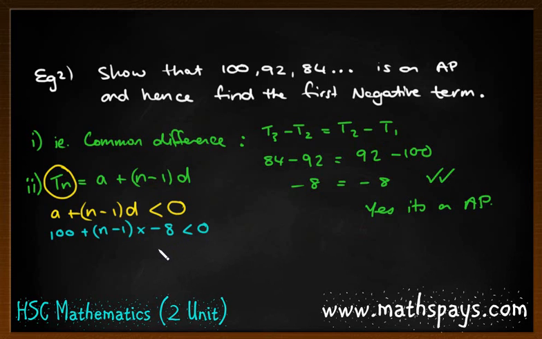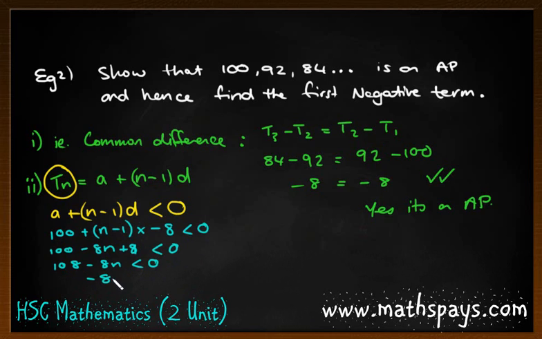So what I can now do, it depends on what you want to do, I might actually expand the brackets. n times negative 8 is negative 8n. Negative 8 times negative 1 is positive 8. Then we end up getting 108 take away 8n is less than 0.